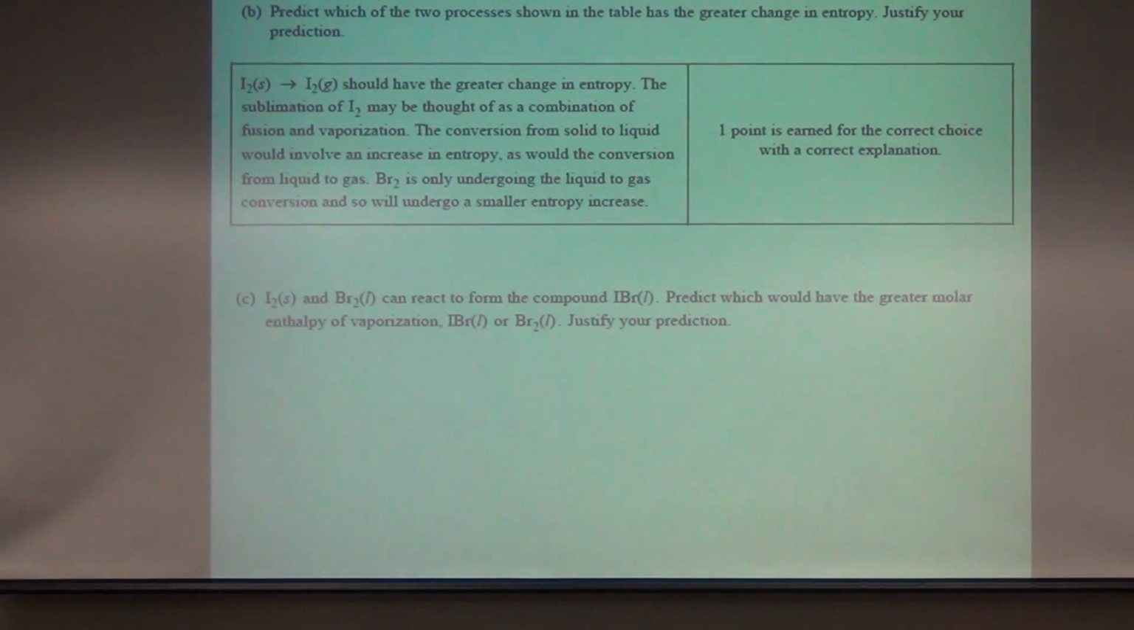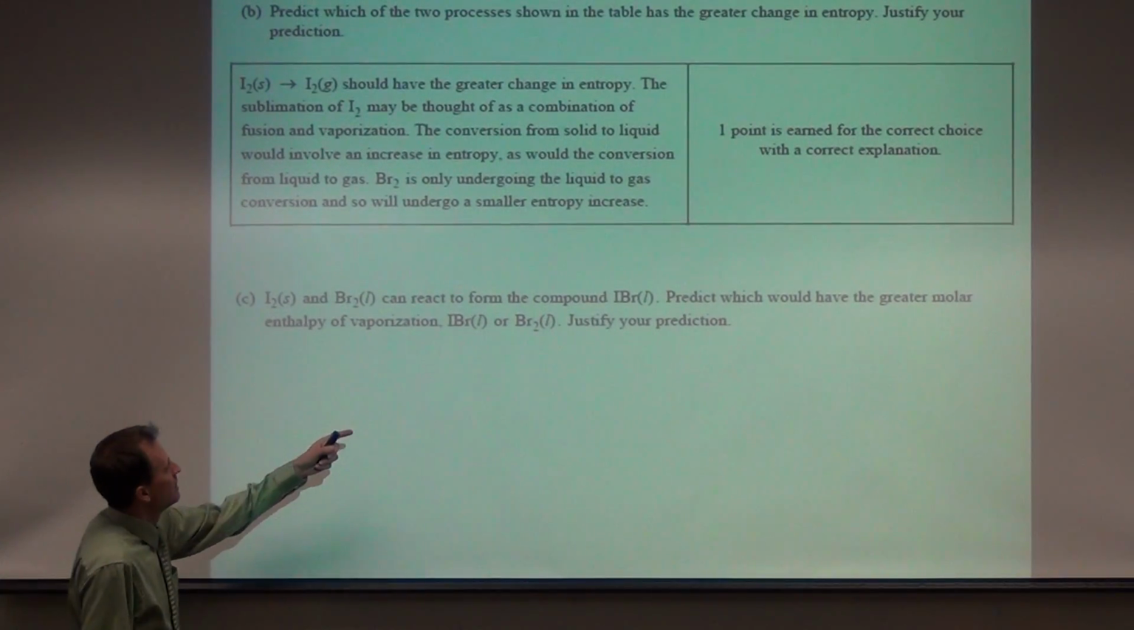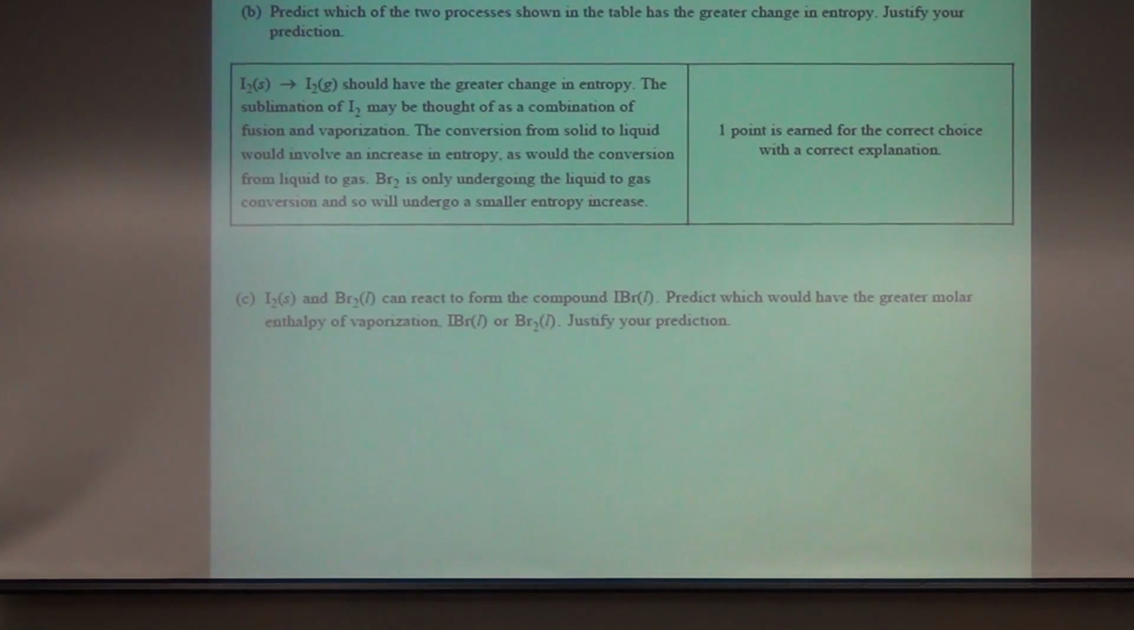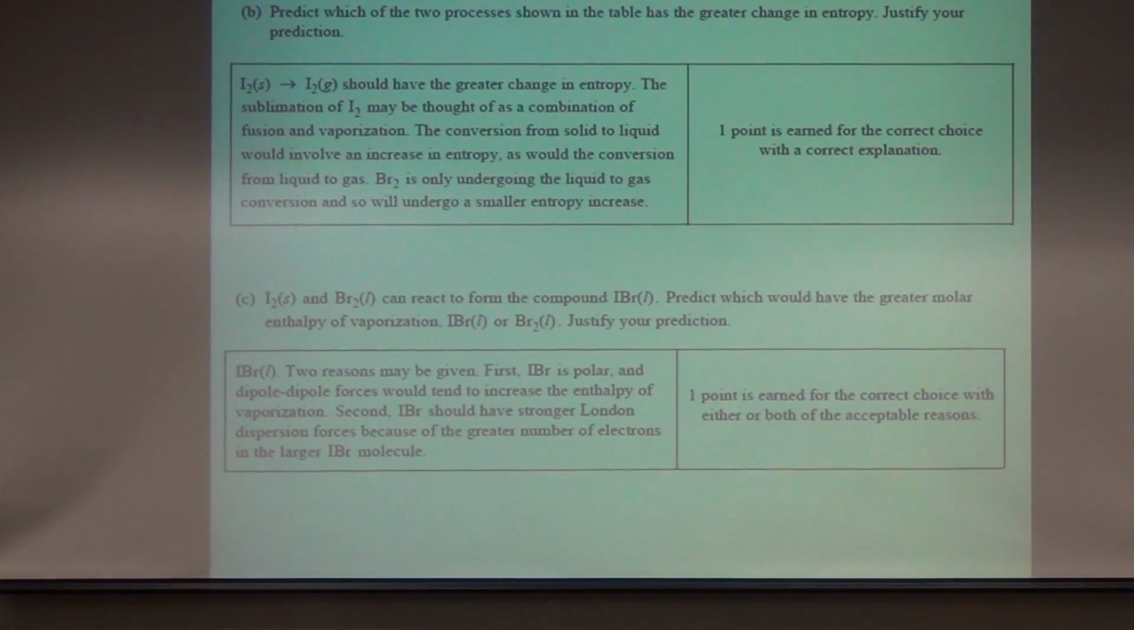I2 and Br2 liquid can react to form the compound IBr. Predict which would have the greater molar enthalpy of vaporization, meaning the amount of energy flow, IBr liquid or Br2 liquid. Justify your prediction. It would be IBr, and there are a couple of reasons. Two must be given. First, IBr is polar, and dipole-dipole forces would tend to increase the enthalpy of vaporization, meaning there's attraction. You have to overcome that.